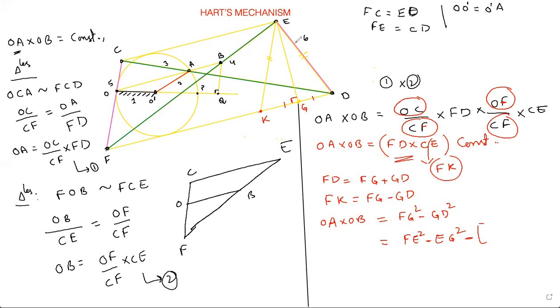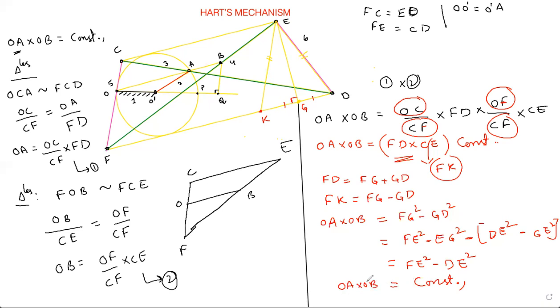GD square, here also I can see a right angle triangle. So I can write hypotenuse square DE square minus GE square. So EG square, GE square both are the same. Okay, they get cancelled out. So finally I get FE square minus DE square. What is FE? FE is the link length and DE also is a link length. So these are constants. So now we were able to prove that OA into OB is equal to constant.